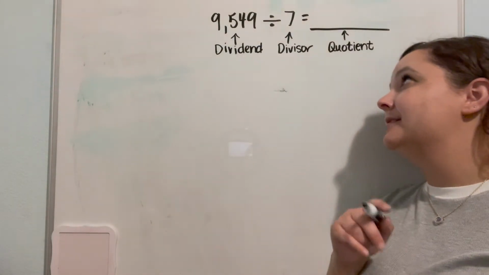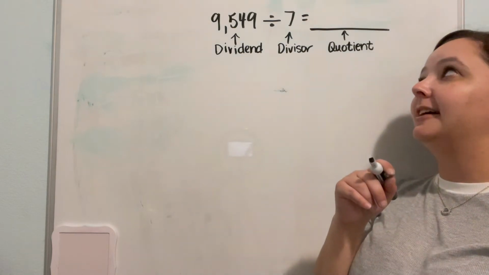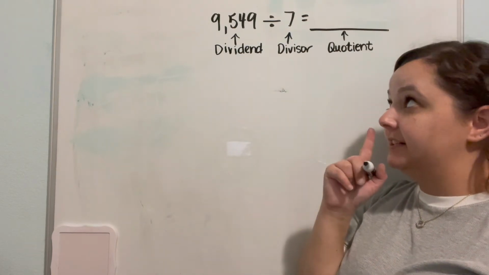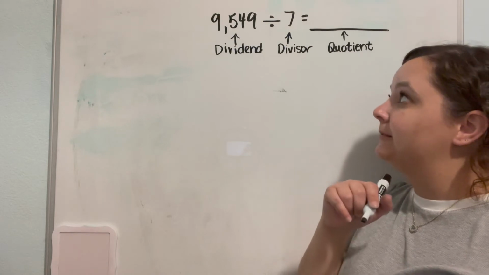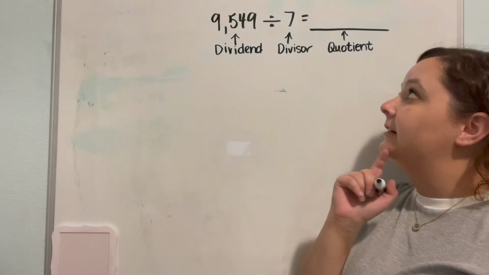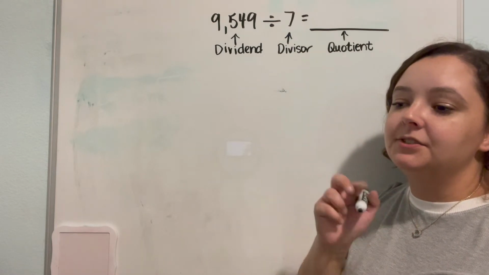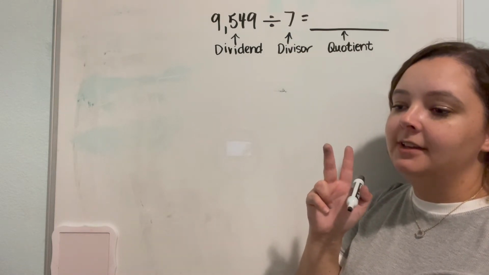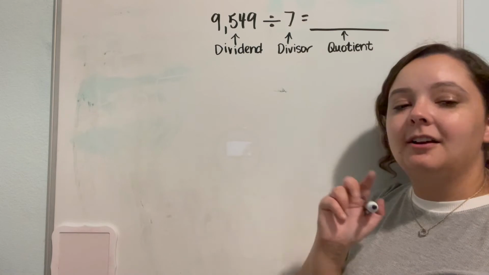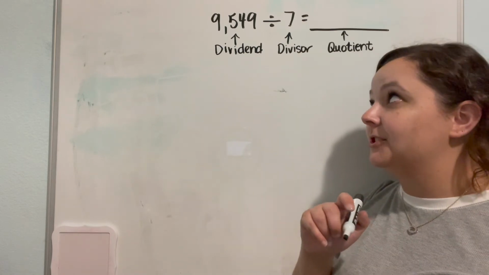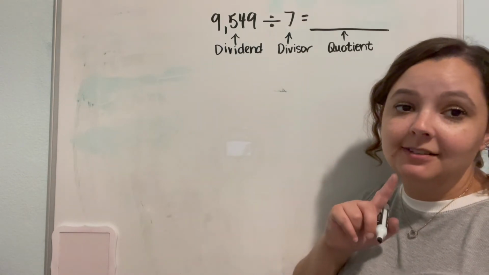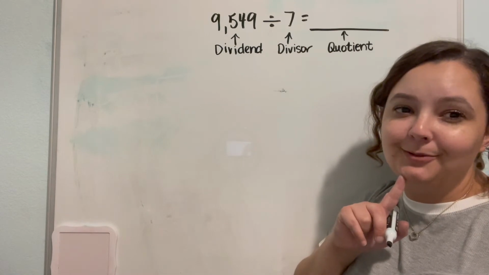It is 9,549 divided by 7. So we have our dividend of 9,549 and our divisor of 7. We need to find our quotient. Once again, we are going to use 2 strategies to solve, and then we are going to check our answer using the inverse operation. So go ahead and pause the video here and solve.